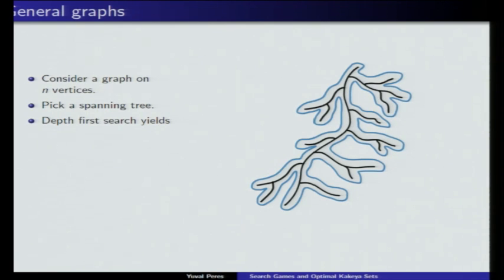Every edge is crossed twice, once going down and once going up. So it's illustrated here, right? This depth first search will traverse the whole spanning tree in about 2n steps, and what the hunter can do is just think of this traversal as a cycle.